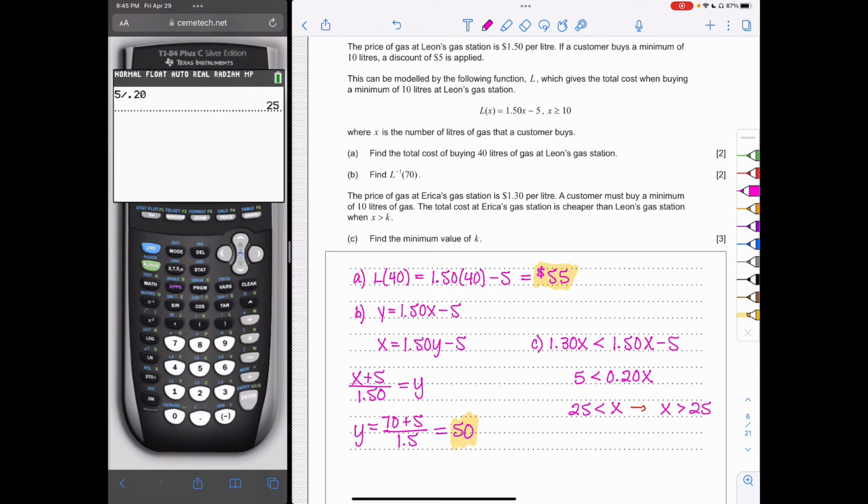So it says we want to find the minimum value of K that Erica's gas station is going to be cheaper than Leon's. And it says when X is greater than some number K. So when I go to Y equals, I'm going to type in the price for Erica's gas, which is $1.30X. And then I'm going to do the same for Leon. So that's going to be $1.50X minus 5. And then I'm going to go to the table.